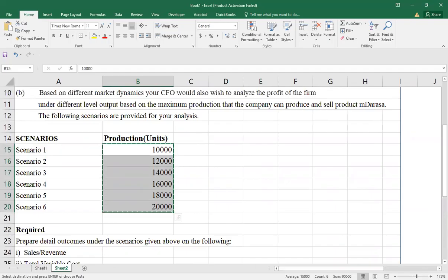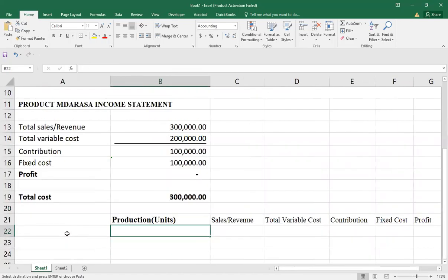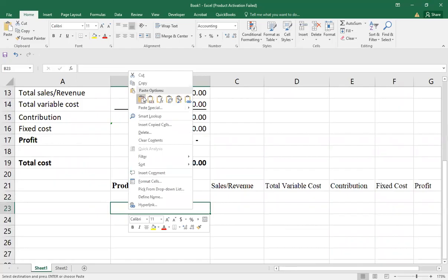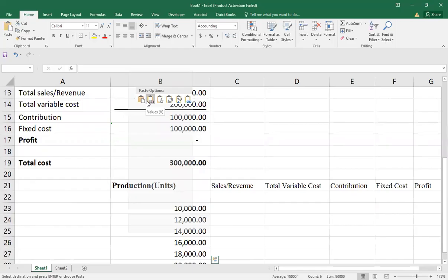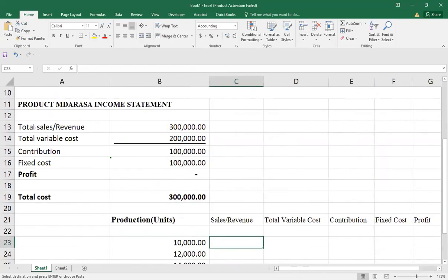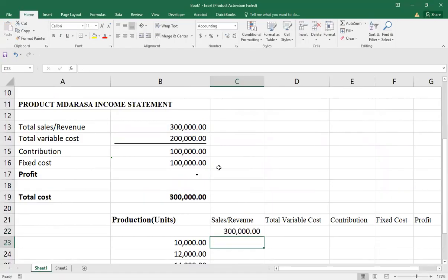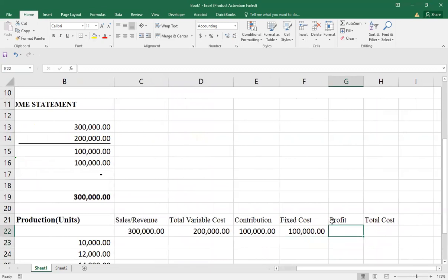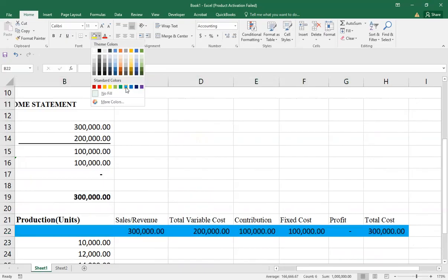So at this point, you're going to apply a one variable data table, if you can recall. So basically, I'm going to have our different scenarios there. Then on the one-way data table, I must use our original data, which in this case is what we had here: our sales revenue total that we have determined, our total variable cost, our contribution, our fixed cost, our profit, as well as our total cost. All this must be linked to the original data.